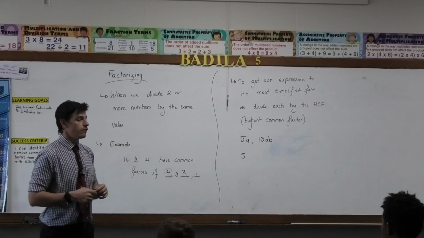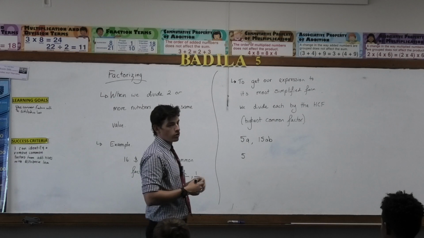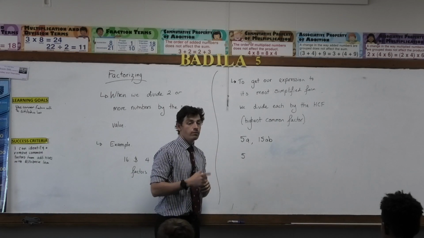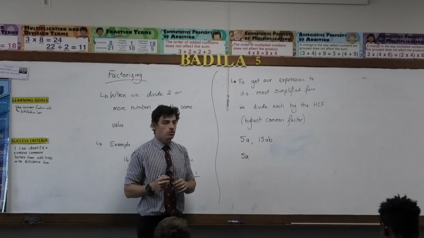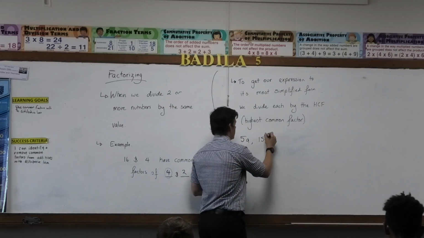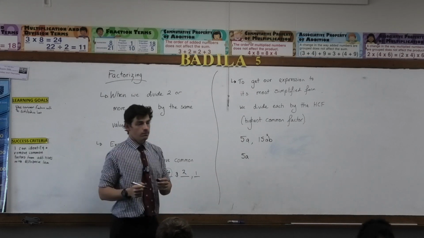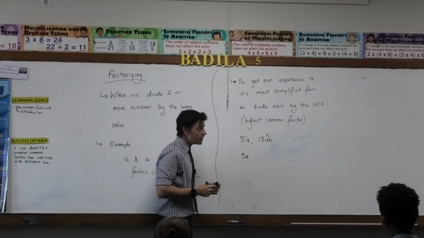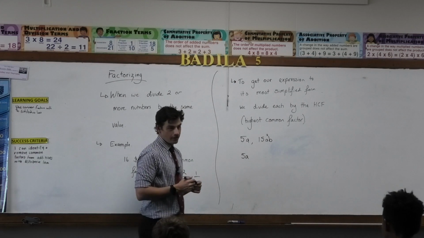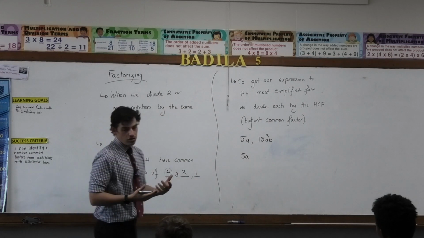Because we can also divide both of those numbers by something else. What can we divide both of those numbers by? A. Very good. Would that still be the highest common factor if that was my expression? Yes. Okay. I can prove that using distributive law.